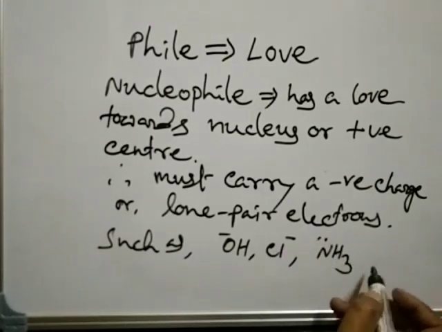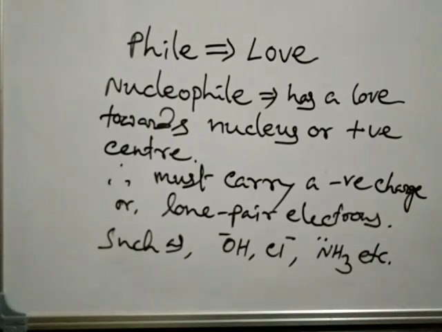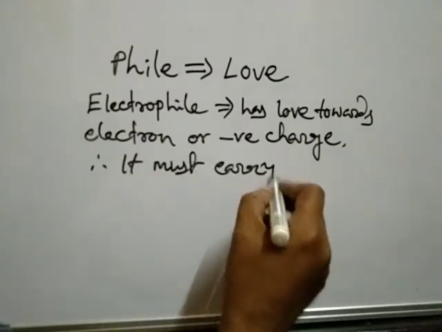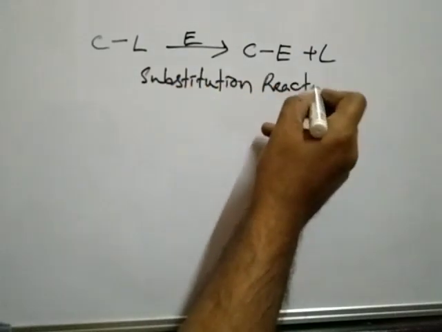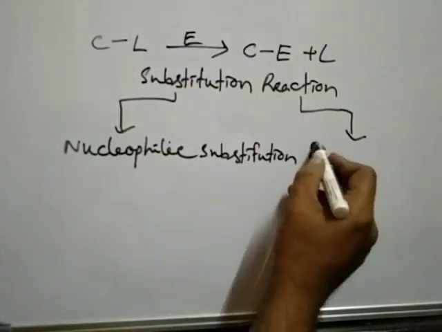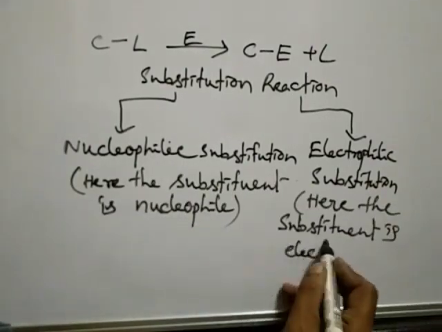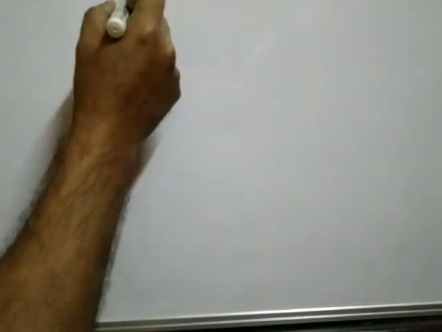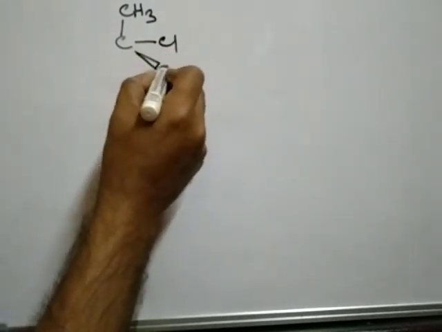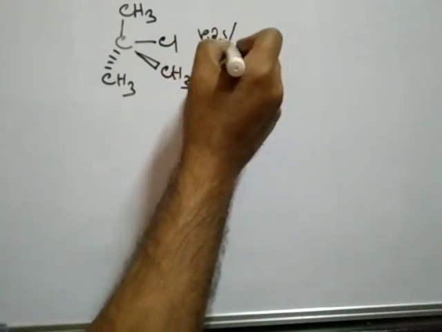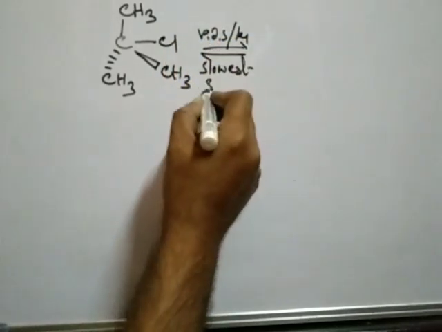Now, in case of a substitution reaction, the substituent actually substitutes a group from a compound to form another compound. As in case of hydrolysis of an alkyl halide, OH minus actually substitutes Cl, and Cl is removed from the alkyl chloride as Cl minus. Today we are going to discuss nucleophilic substitution reaction, that is where the substituent is a nucleophile.